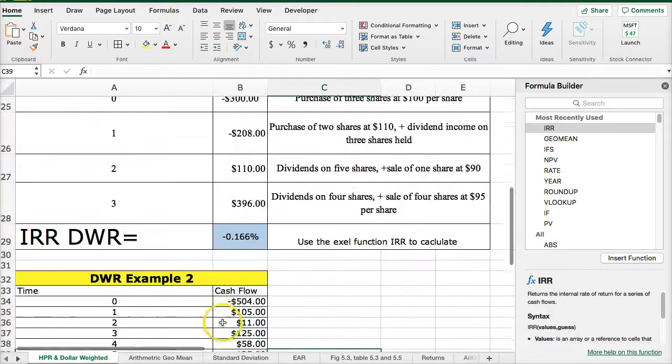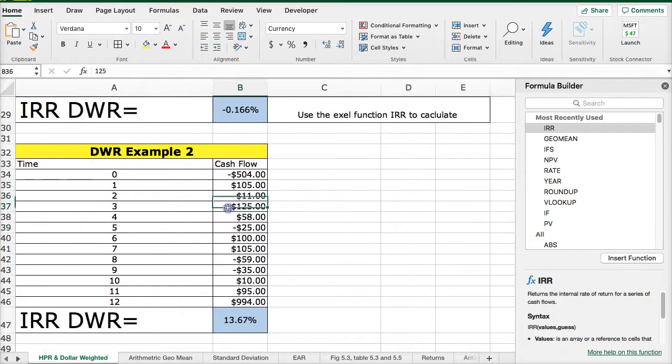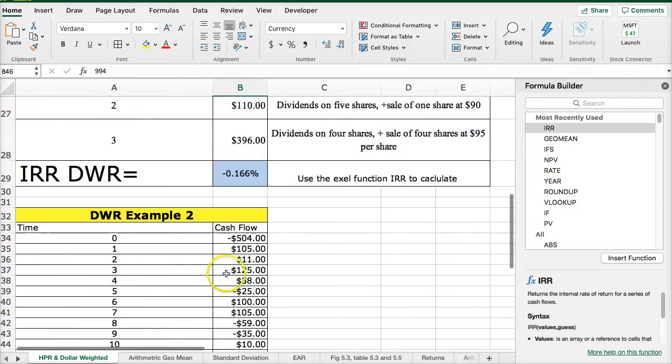And this is why we call it dollar weighted, because this is looking at the change in cash flows from dividends, buying and selling the stock, reinvesting the dividends over the lifetime, and then eventually selling the position down to 0 at the end. So that would be our dollar weighted return.